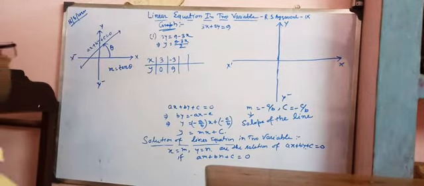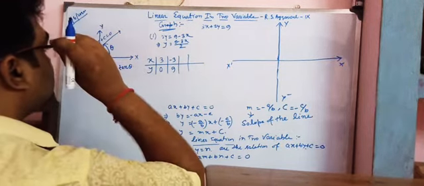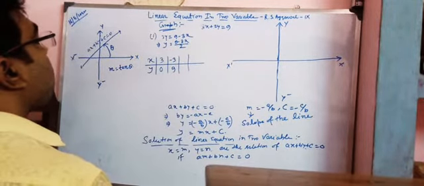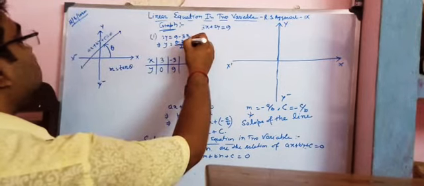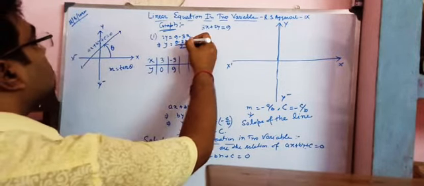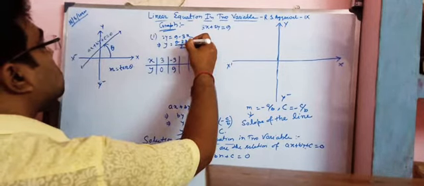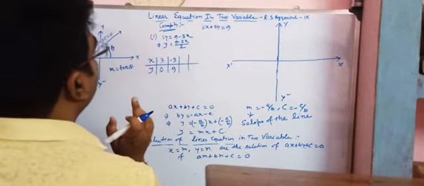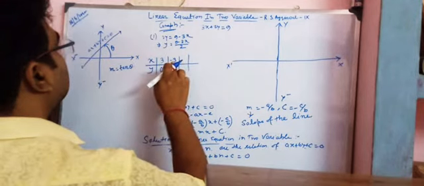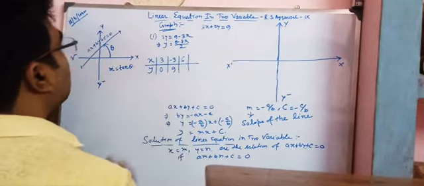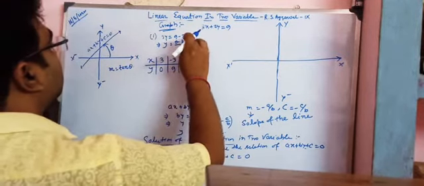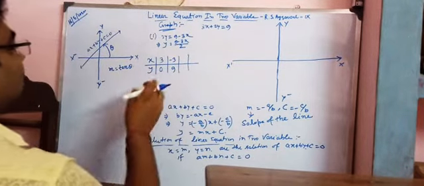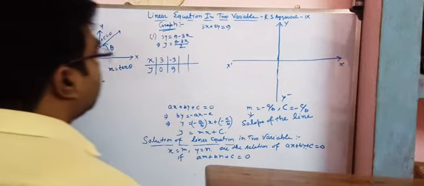Next we take x is equal to 6, then we get a fractional number. So actually we have to take a minimum of 3 values so that we can draw the graph clearly.